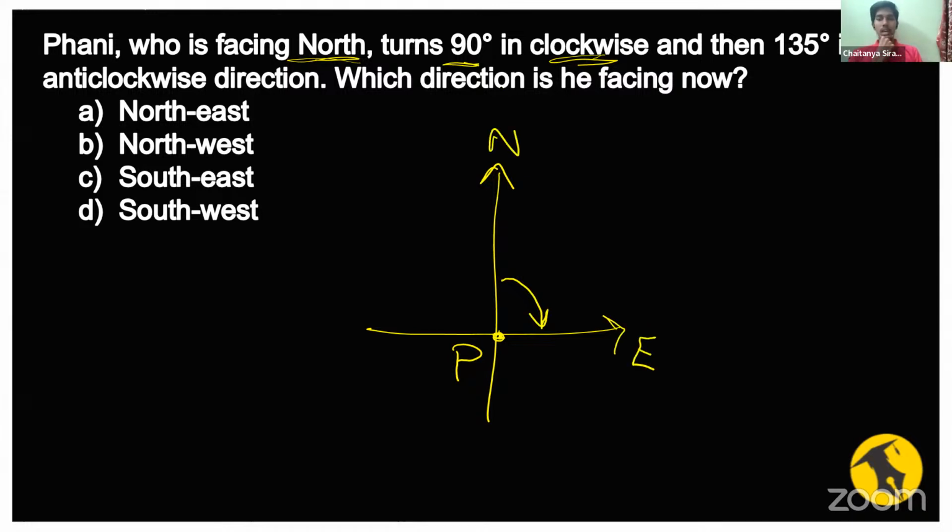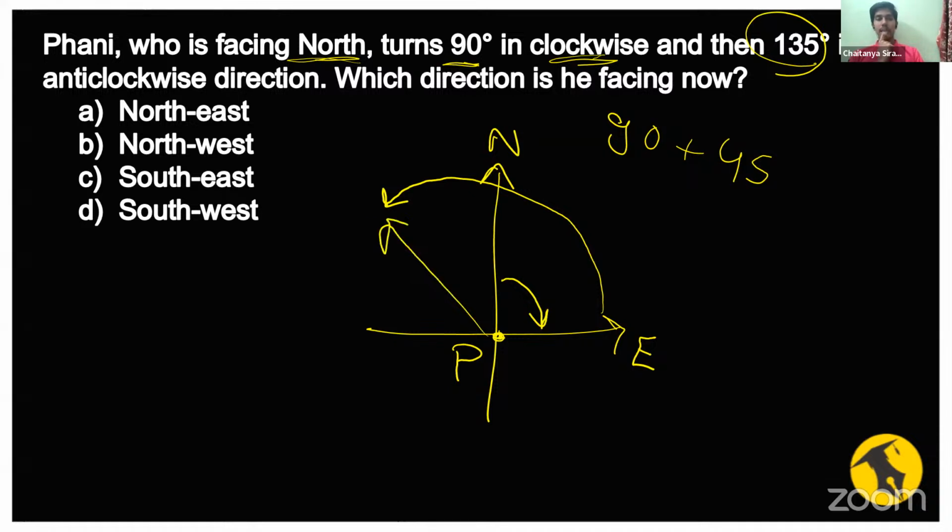Then the question tells me she took 135 degrees anti-clockwise. So 135 would be what? 90 plus 45. So she took a 90 and then 45 we can see. So now she is facing towards this direction. Which direction is she facing? Option B, northwest. Now this was a fairly easy question since she was not moving. Had she been moving somewhere, then I think it would have been a little more complex, but not very much. I believe you all can very easily solve it.